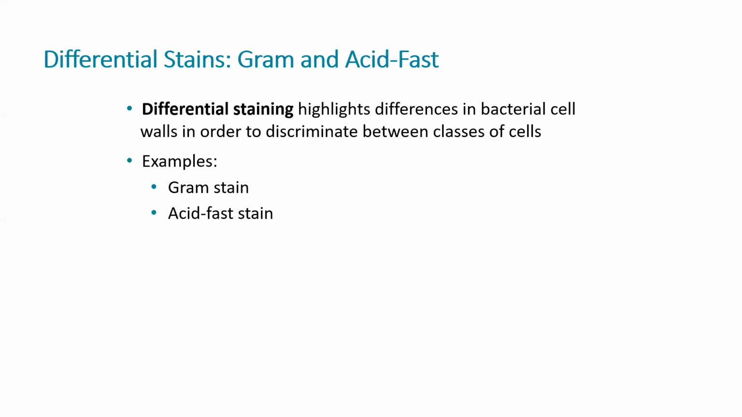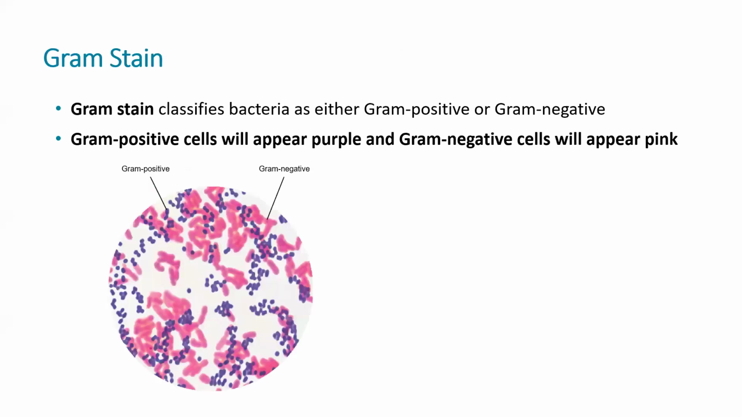Now, there are two differential stains we're going to talk about. The first one is the Gram stain. The second one is the acid-fast stain. This is a way to highlight differences in the cell walls of the bacteria. When we use a Gram stain, we use it to classify organisms as gram-positive or gram-negative, where our purple cells are going to be our gram-positive cells, and our pink cells are going to be our gram-negative cells. The thing that I always try to point out, when we look at an image like this, is that if you didn't have this dark purple on here, you might call this a lavender or a light purple, right?